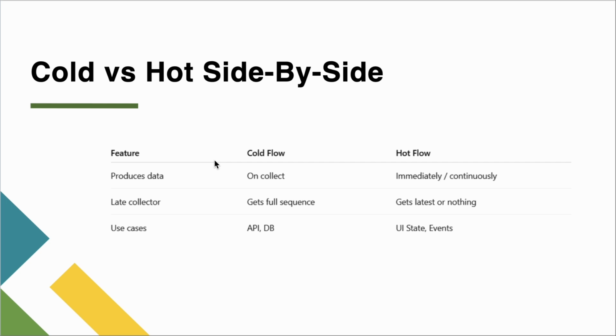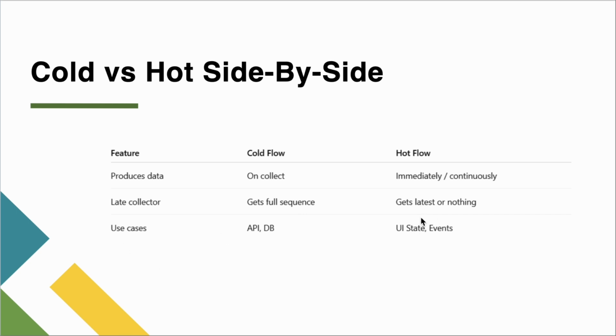Okay, now the side by side difference between cold and hot says that the features are produces data, late collector, and use cases. So how cold versus hot flow react into this is, it produces only when there is a collector, but in case of hot, it keeps on producing continuously or immediately. Late collector, it gets the full sequence, of course, yes, and in case of hot, it will get the latest, or it may not get anything. Yes, the use cases are API or DB.